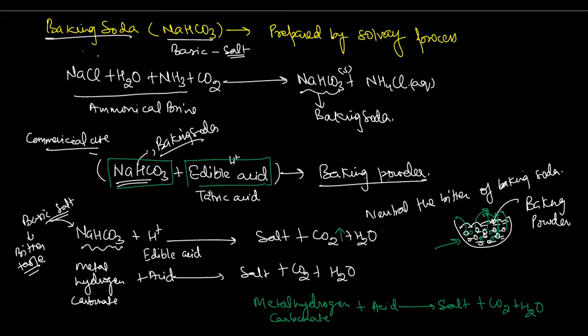So this baking soda is actually added with some edible acid called tartaric acid and it becomes baking powder. So why are we adding this edible acid to the baking soda? To make it baking powder. So first you need to understand that sodium hydrogen carbonate is a basic salt. Basic salt. It is a basic salt.